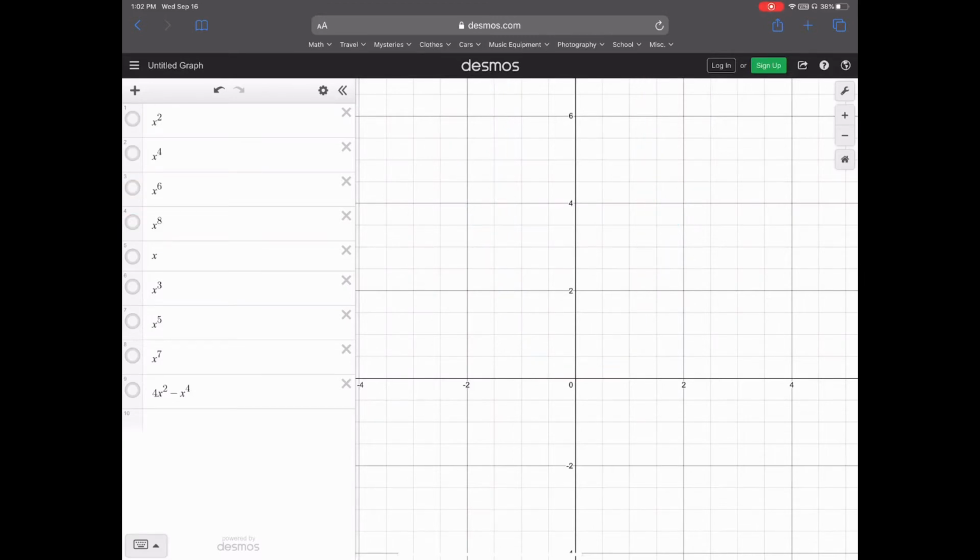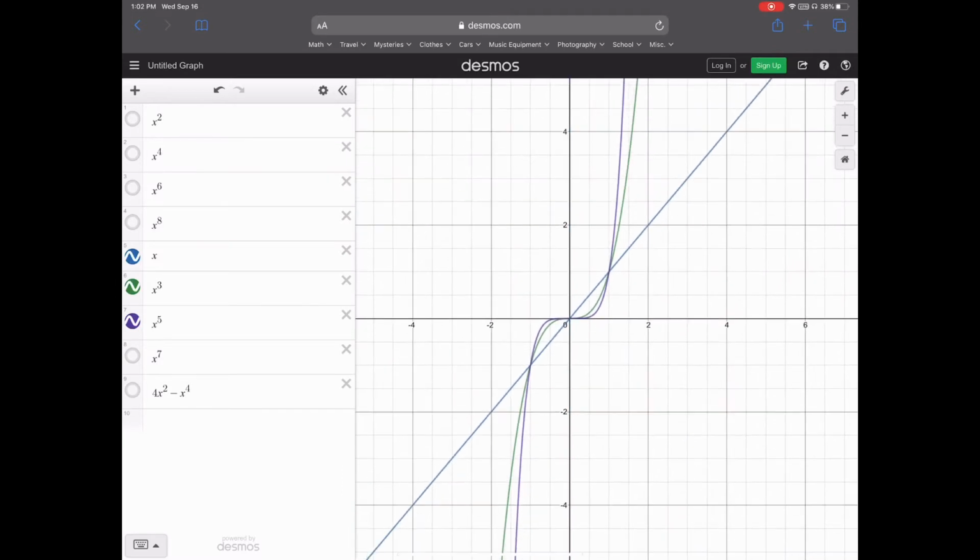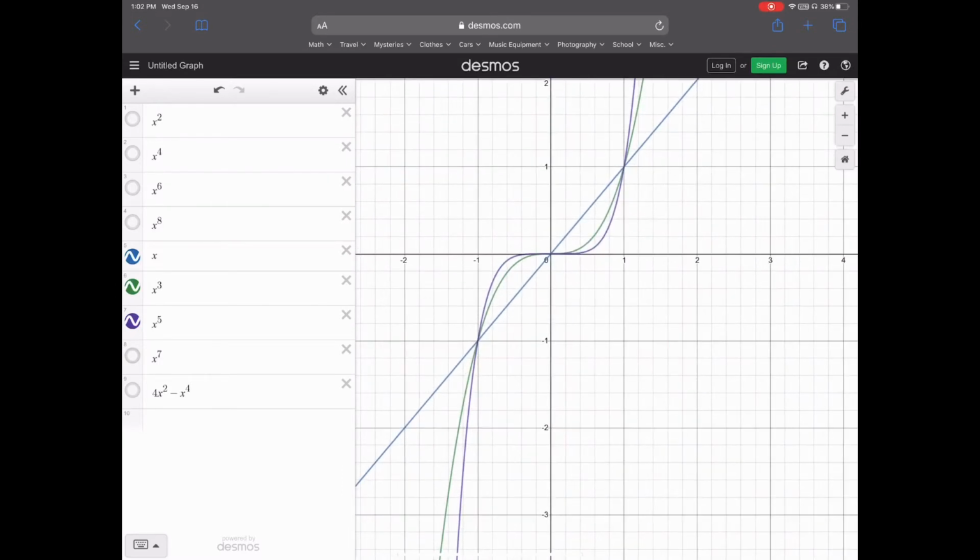Now, if we look at the odd powers, here's x to the first, that's just your straight line, your linear function. If we put an x to the third there, these two don't appear to look exactly the same right now, but they follow the same pattern as the even powers. So if I put an x to the fifth there, the purple line, and x to the seventh, the black line, what it's doing is taking that center and it's still showing that flattening behavior.